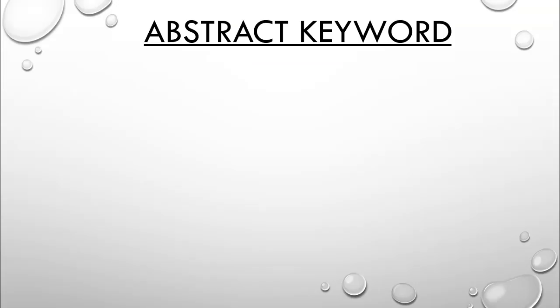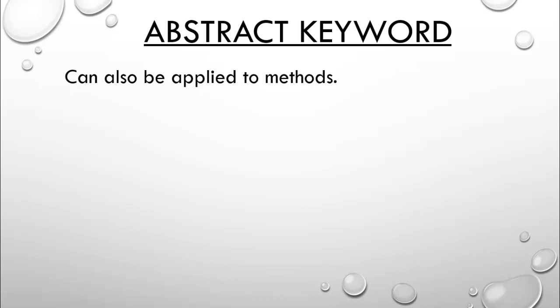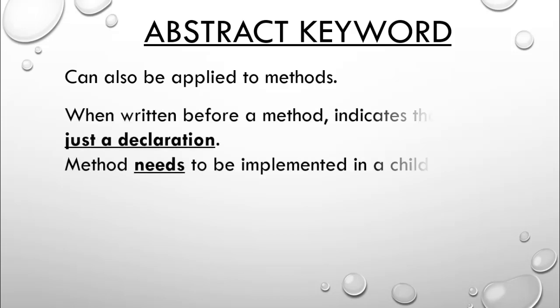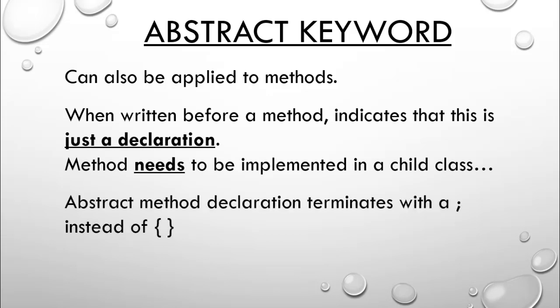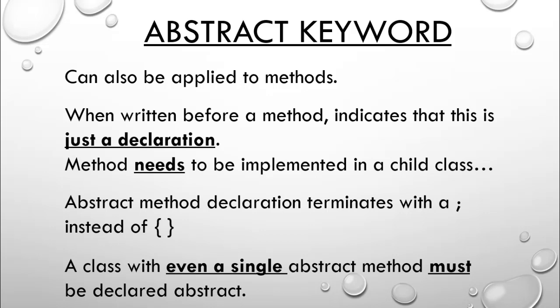Another place where the abstract keyword can be applied is before a method. An abstract method is just a declaration; its implementation or body is not provided. An abstract method is declared and terminated with a semicolon, in contrast to non-abstract methods, which are followed by curly braces. When an abstract method is written inside a class, the class also becomes abstract. A class with even a single abstract method must be declared abstract.